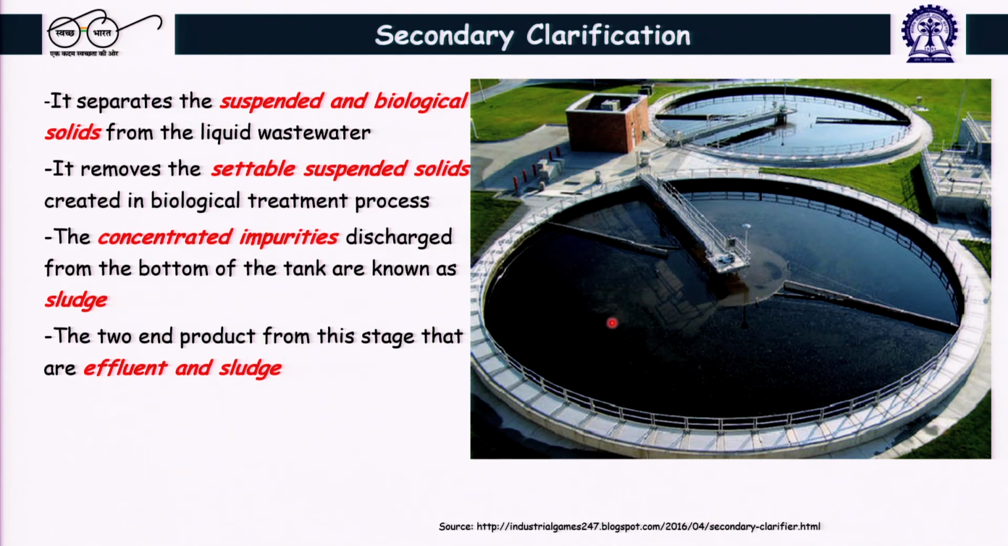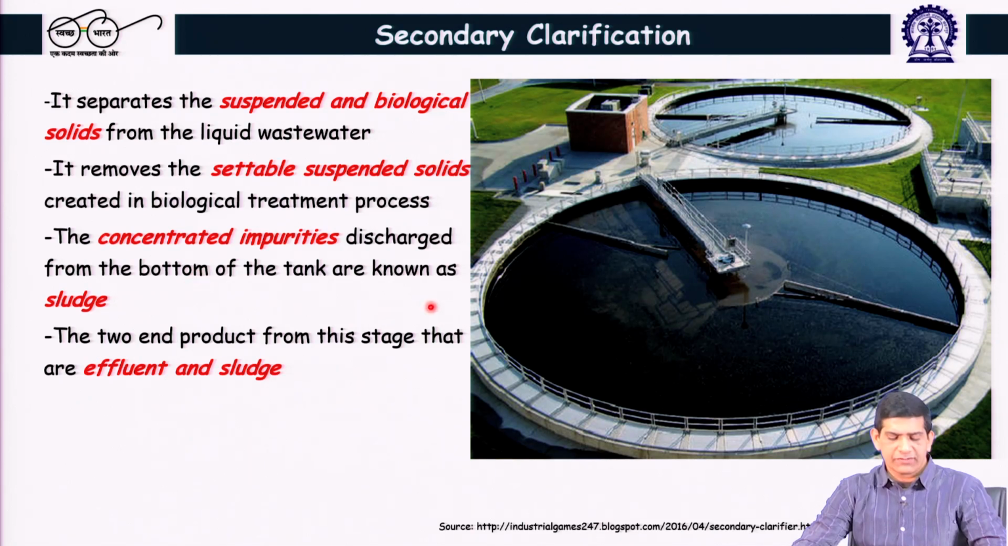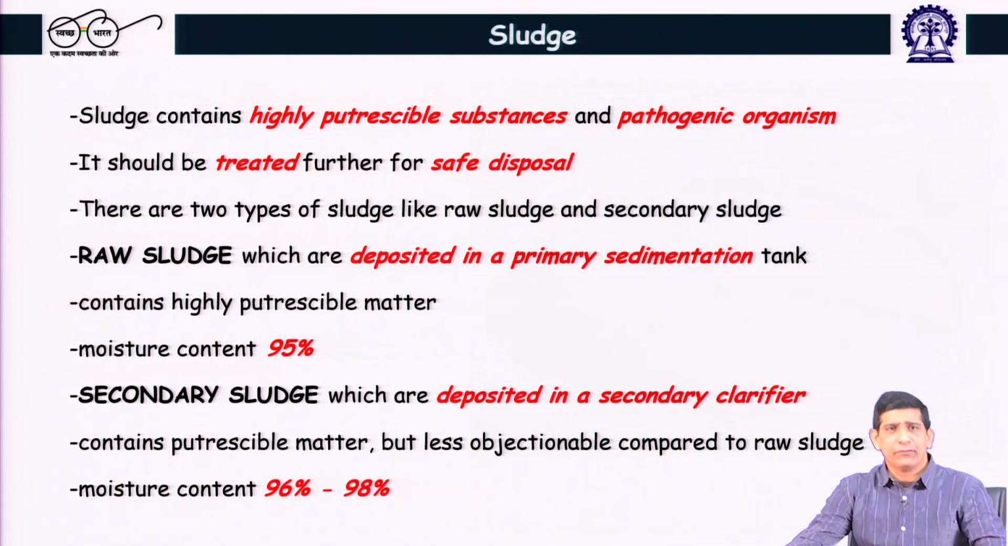So after these treatment systems, you try to let it settle. Another set of tanks helps in terms of settling. It separates the suspended and biological solids, and removes the settleable suspended solids as well. The concentrated impurities discharged from the bottom of the tank are also known as the sludge. There are two end products, effluent as well as sludge, coming out of this. The effluent will go into the surface water.